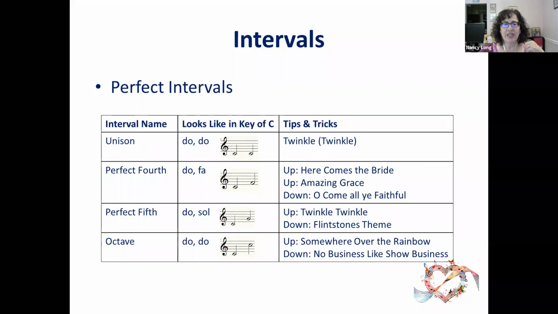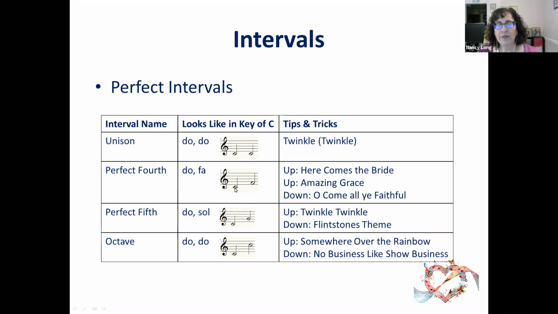But each of these notes has pieces of the other note in their harmonics, and I can't explain it very well, but we'll just call them perfect. The first perfect interval is a unison, and that's where you are just singing the same note. Do, do, twinkle. A perfect fourth is from do to fa.